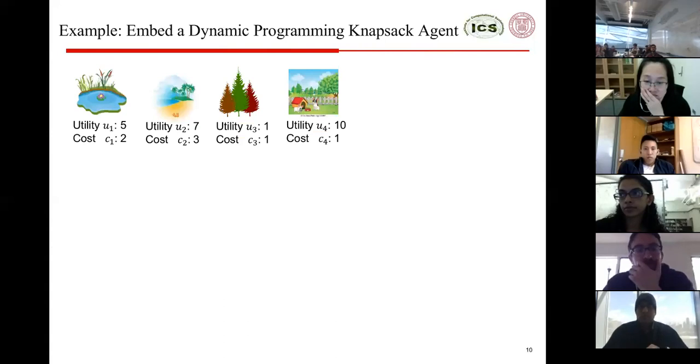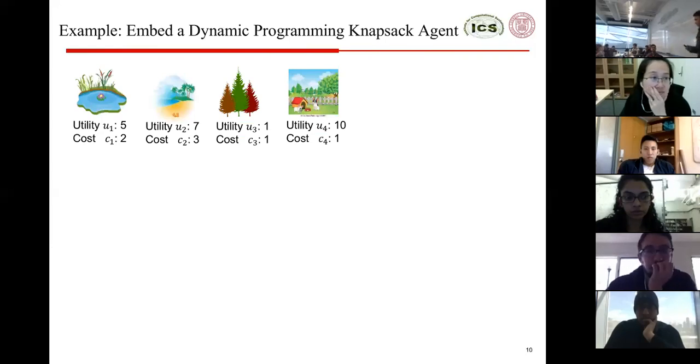Now, I do want to emphasize that this is one of the agent behavior models that we consider in our paper. We do consider other, more complicated agent behavior models. For this particular model, we assume that the agent has a set of locations to go. Each of these locations is associated with certain utilities to visit, and there are certain costs associated with visiting each location.